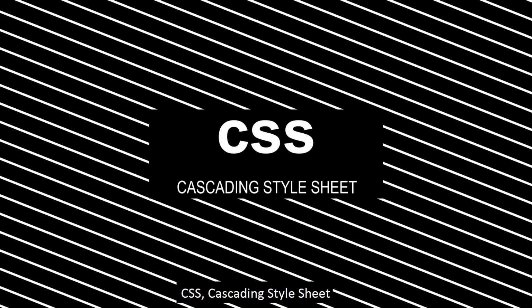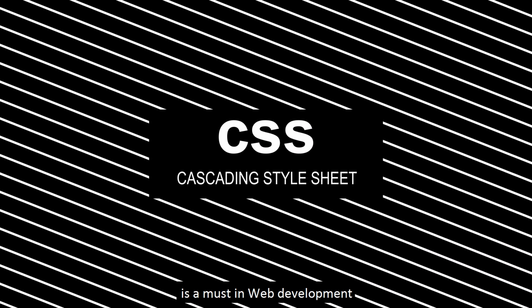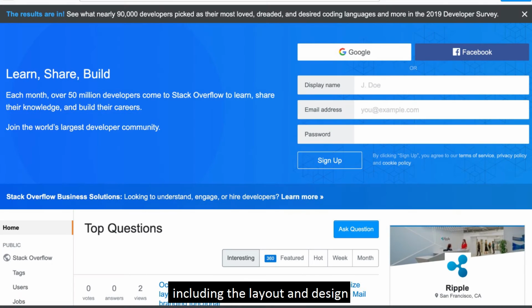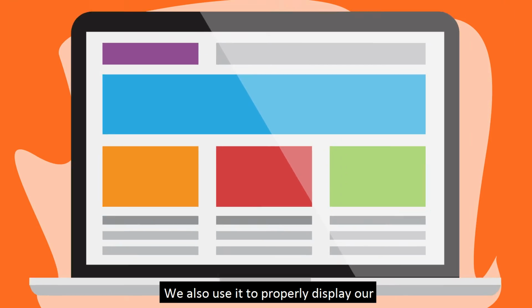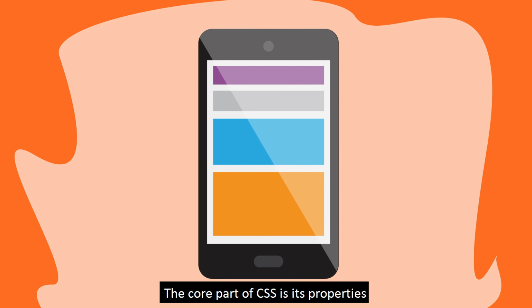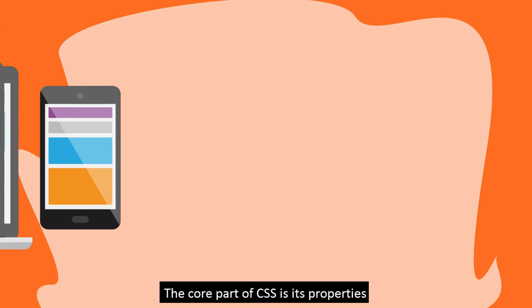CSS, Cascading Style Sheet, is a must in web development. We use it to add style to our website, including the layout and design. We also use it to properly display our website on different devices and screen sizes. The core part of CSS is its properties.